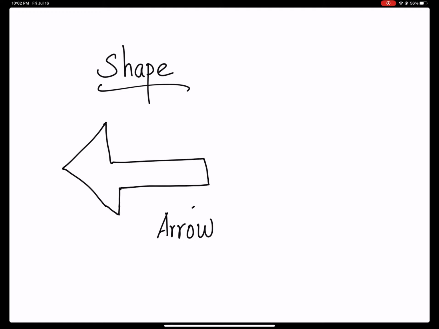The sides are straight lines. The sides are easy to count on this shape. Side 1, side 2, side 3, side 4, side 5, side 6, and side 7.